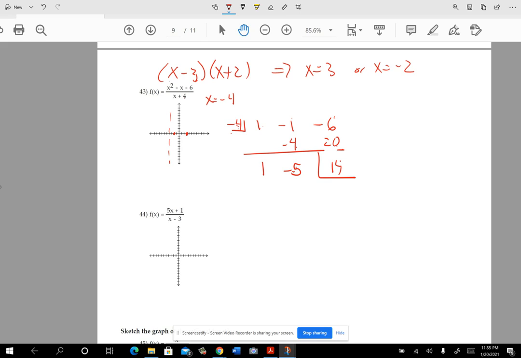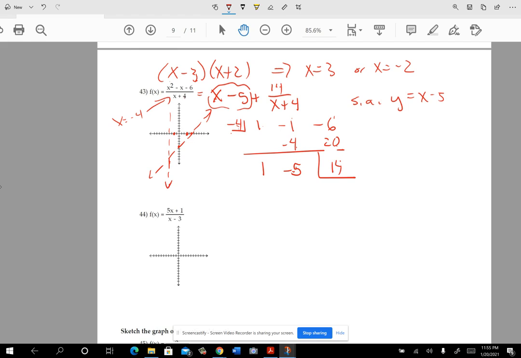So this original problem that I had, I'm going to move this over. If I divide, it is equal to x minus 5 plus 14 over x plus 4. And this helps me to see the slant asymptote. So I'm going to have a slant asymptote at y equals x minus 5. So here would be the y-intercept at negative 5, and then it's going to have a positive slope of 1. So the slant asymptote is going to look something like that.